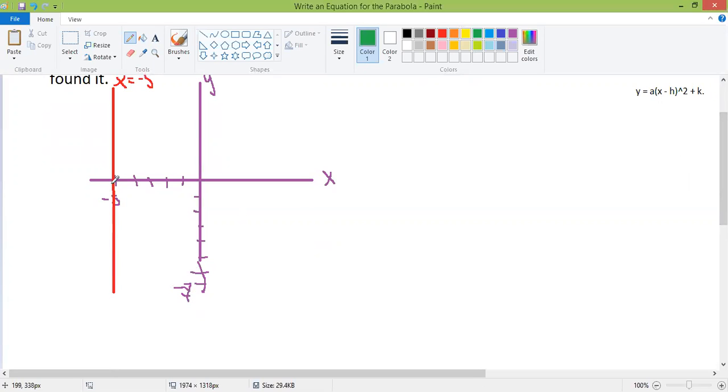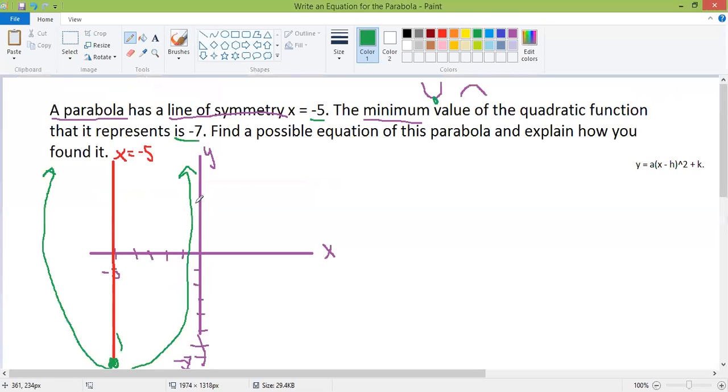So now I'm going to be on the axis of symmetry. My minimum point is going to be right here, based on the information they gave me. And then I'm going to draw a U-shaped graph. Voila, that is my parabola, just based on the information they gave me.